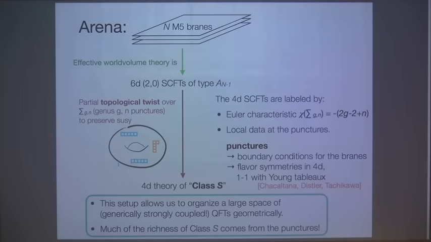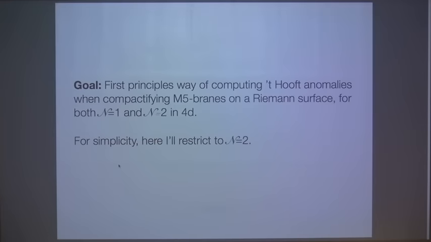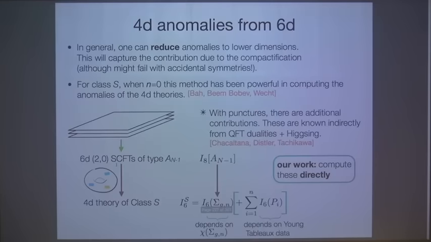So our goal was a first principles way of computing 't Hooft anomalies when compactifying M5 branes on a Riemann surface for both the N=1 and N=2 cases in 4 dimensions, but for simplicity here I'll restrict to N=2. In general, one can reduce anomalies to lower dimensions. This will capture the contribution of the lower dimensional anomalies due to the compactification.